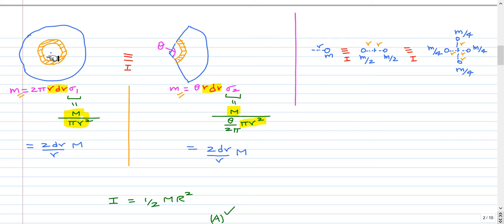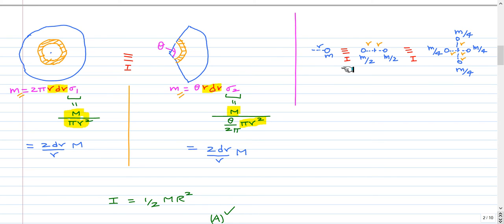So the moment of inertia of this disc about the center point and moment of the sector about this point are same, and moment of inertia of a disc is half m r square. So moment of inertia of this sector is also half m r square. So the correct option is option A.